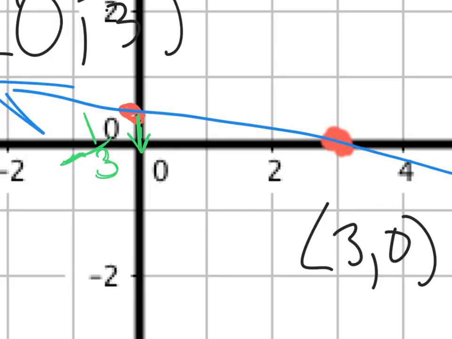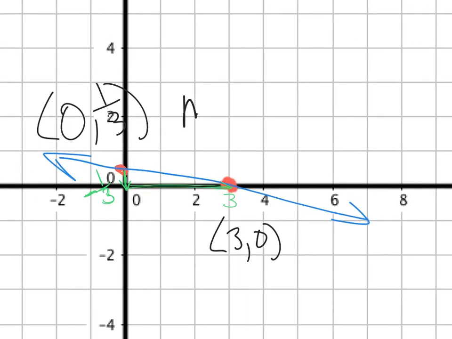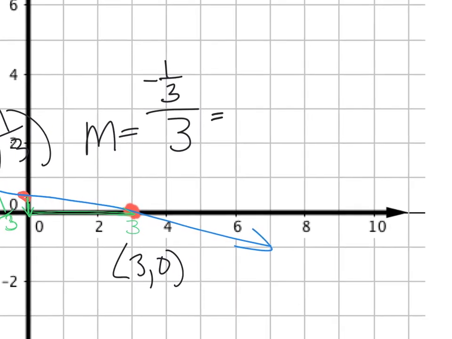And then the run, that's easy. That's 3. So the rise over the run, so slope is rise, which is negative 1/3 over 3. That's the run. And so we need to simplify that. So the way we simplify this is we think about it as negative 1/3 divided by 3, because that's what this is, negative 1/3 divided by 3.